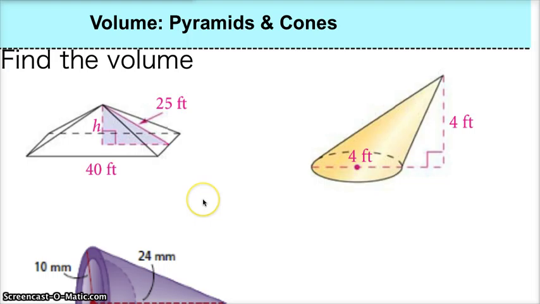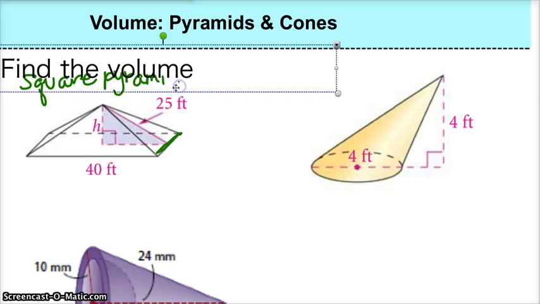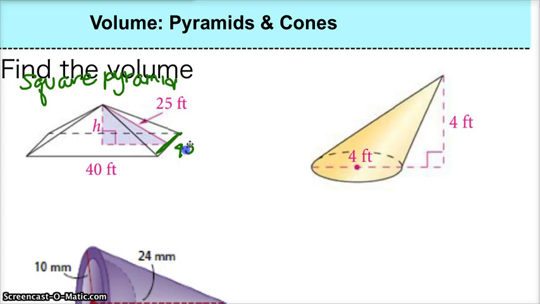There are 3 problems. It says find the volume. I'm going to have to assume, even though it doesn't 100% look like it, that this is a square pyramid. If they wanted it to be a shape other than square, they would have had to give me that length.